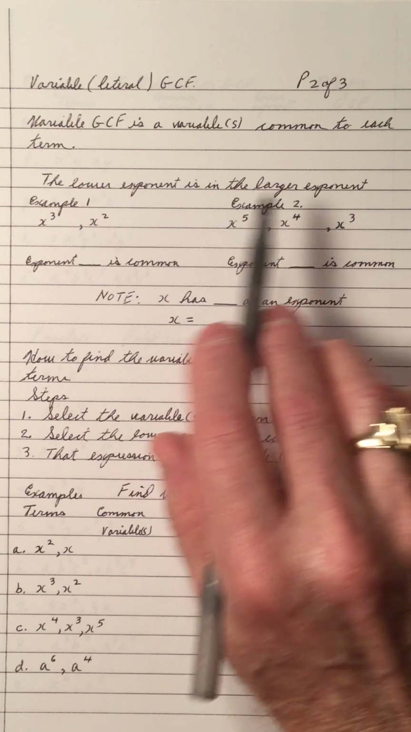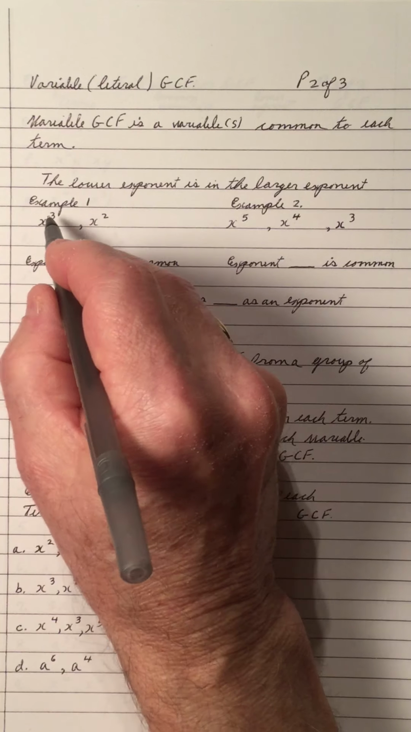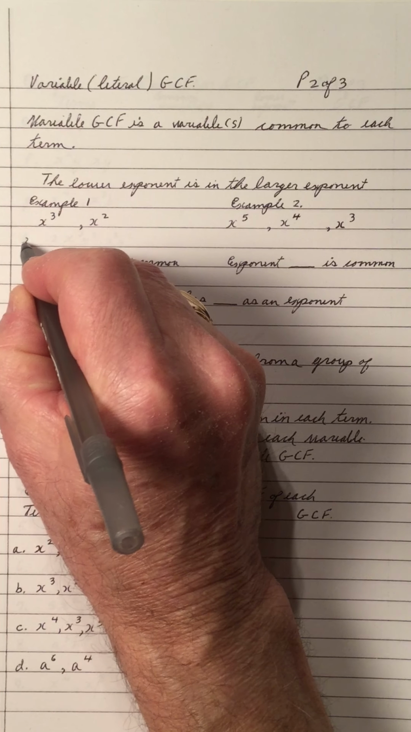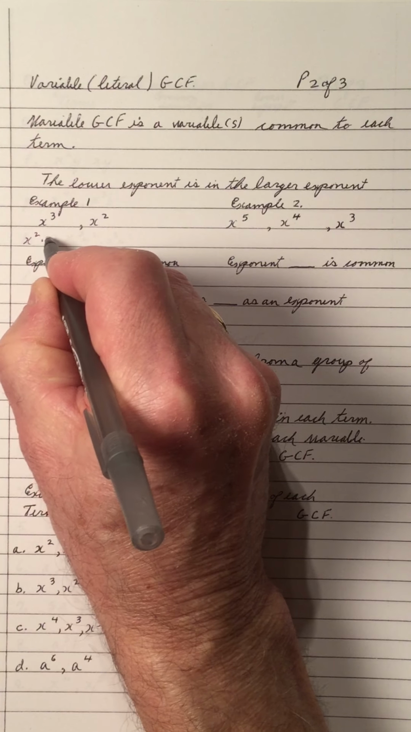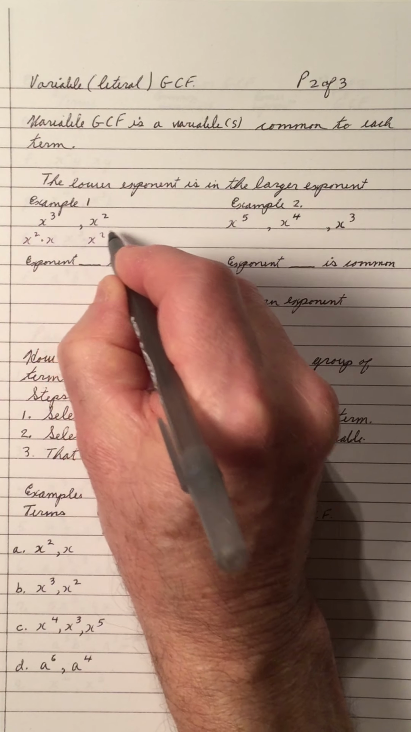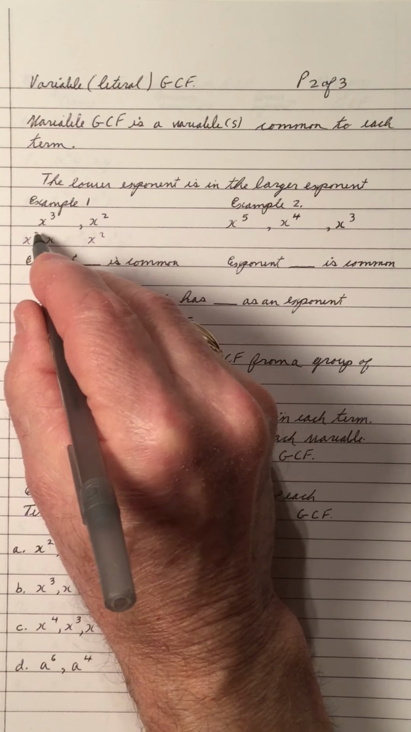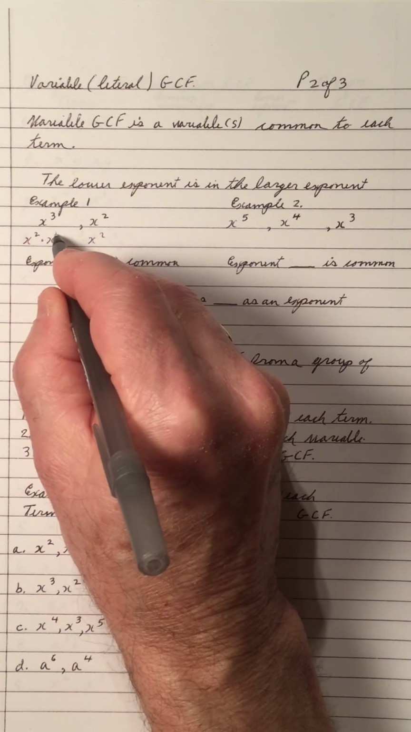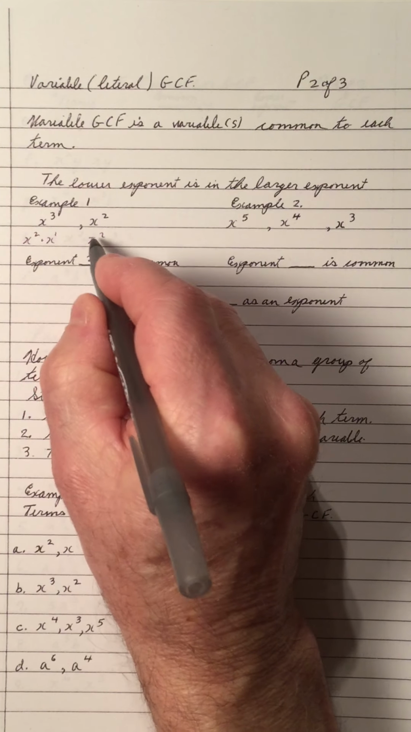Let's explain. Example 1. If we have x cubed, that is x squared times x. The dot represents multiplication. And we have an x squared. So that's a 3, which is a 2 times 1. So notice the 2 is in both.